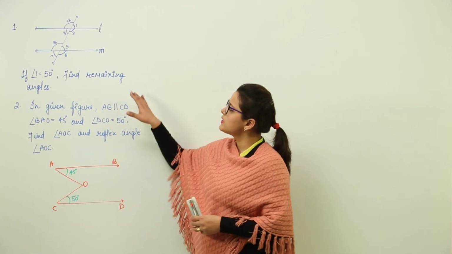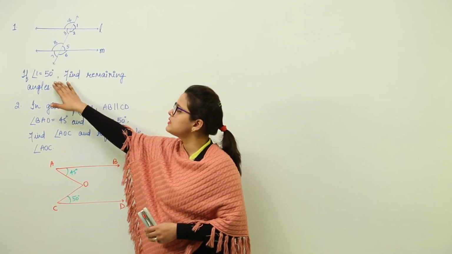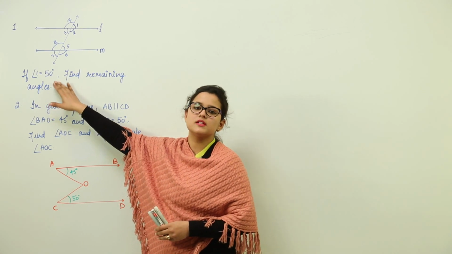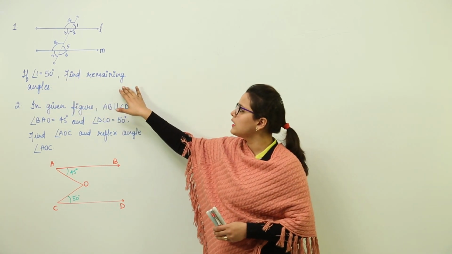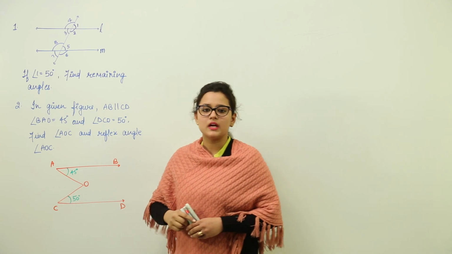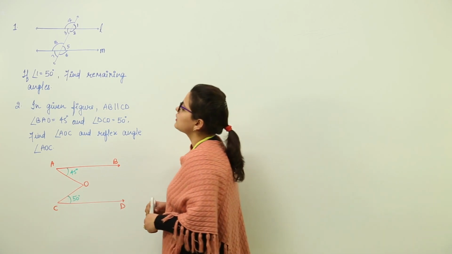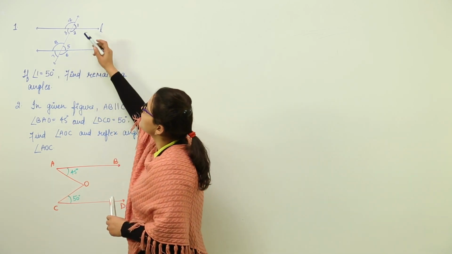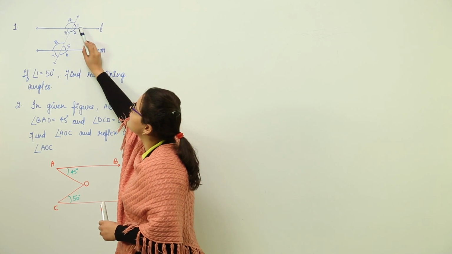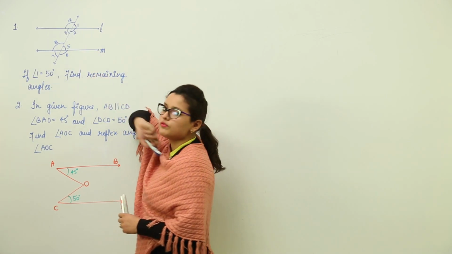Now we have this question where one angle's measurement is given to us, that is 50 degrees, and we have to find the remaining angles, that is the remaining 7 angles. So let us start. As we can see over here, if angle 1 is equal to 50 degrees, angle 3 is also going to be 50.